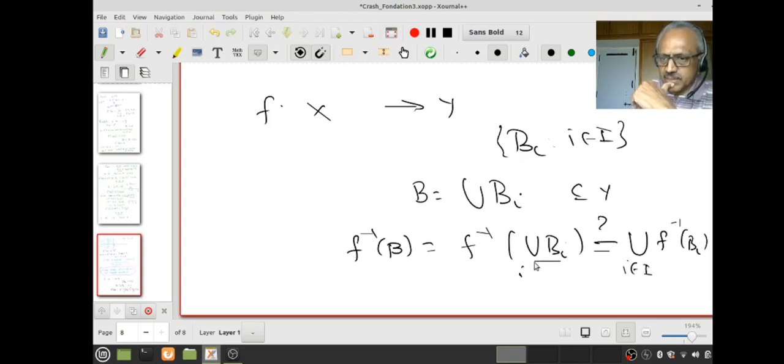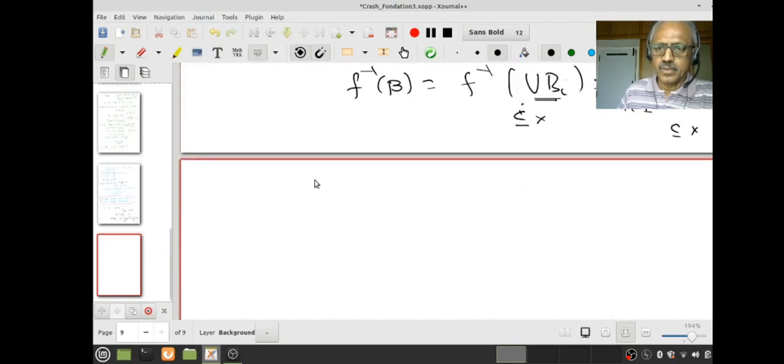Notice that this is a subset of Y, therefore f inverse of that will be a subset of X, and for each Bi it's a subset of Y, therefore f inverse Bi will be a subset of X, therefore the union will be a subset of X. I want to say these two subsets are equal. Please internalize, understand this. So we want to prove this.